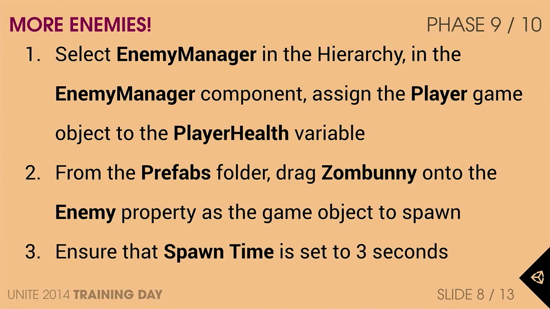So our enemy manager in the hierarchy needed the player health script assigning to it, because it uses that to check that the player hasn't died already and only spawns if we haven't died. From the prefabs folder, we needed to assign the Zombunny as the particular enemy that we wanted.